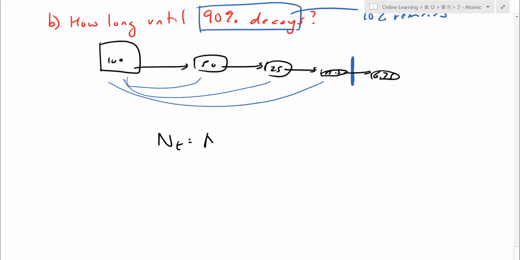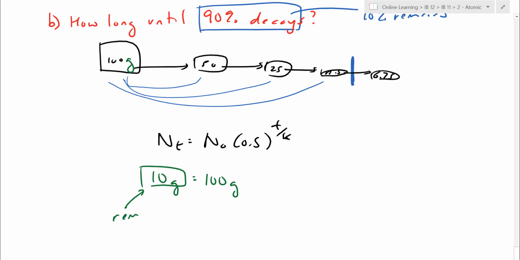N of t is equal to N naught times 0.5 to the power t over k. I could even put numbers to it, just to prove to you I didn't necessarily need to do a ratio. Let's pretend, sure, 100 grams. 100 grams is nice. I can say 100 grams here, and I can put 10 grams remaining. Careful, this has to be remaining, not the amount that decays. This is factored by 0.5 to the power t over k.